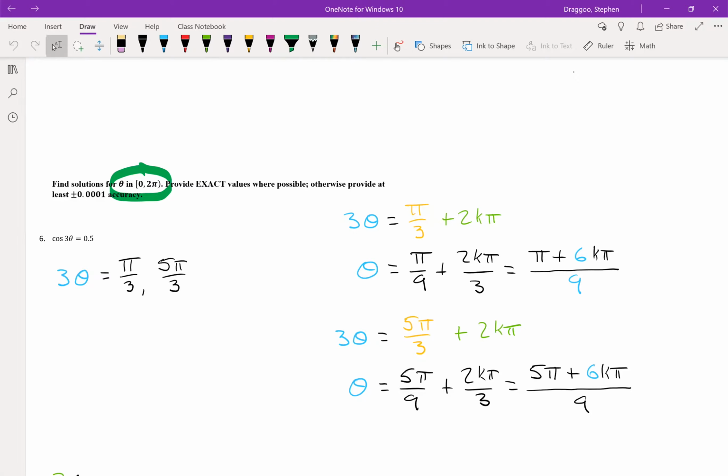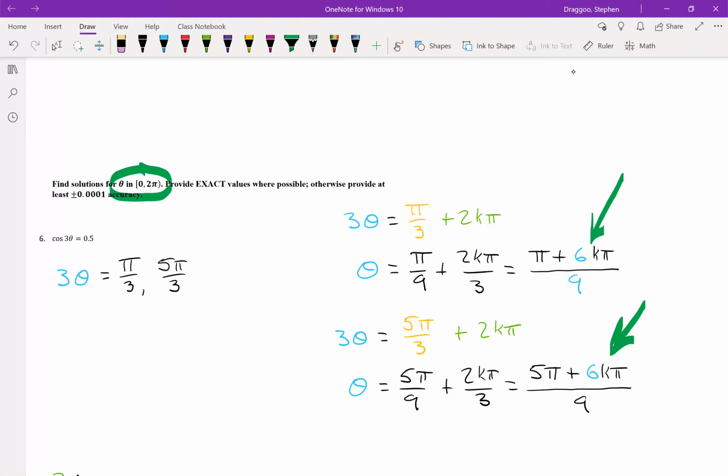Over to the right, and we'll solve each of these pieces for theta. So 3 theta equals pi over 3 plus 2k pi, divide 3 to both sides. And then I took the extra step over here to combine my 2 fractions into one common denominator. So I ended up with pi plus 6k pi over 9, since 9 would have to be my common denominator. I do the same thing for the other equation and end up with 5 pi plus 6k pi over 9.